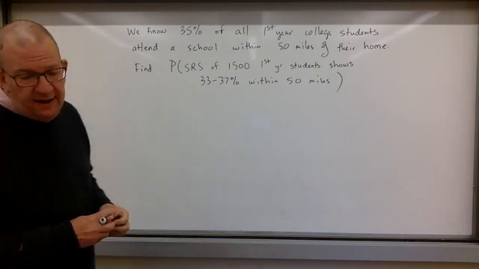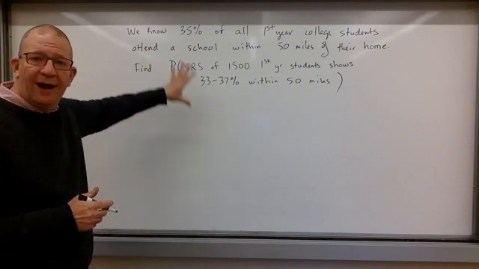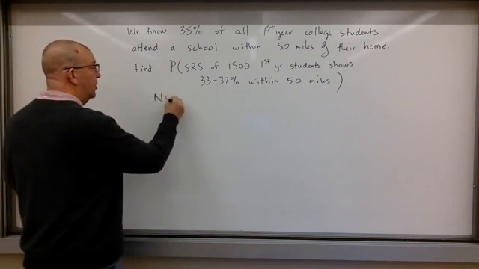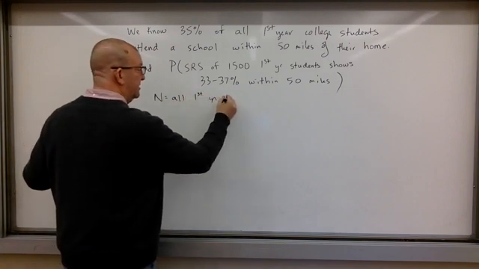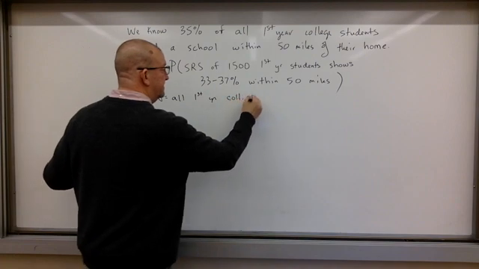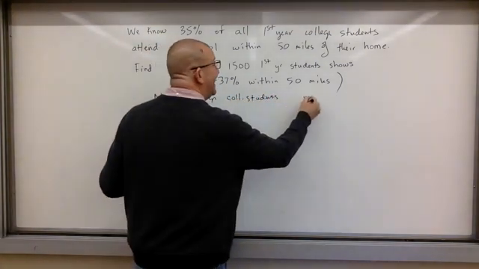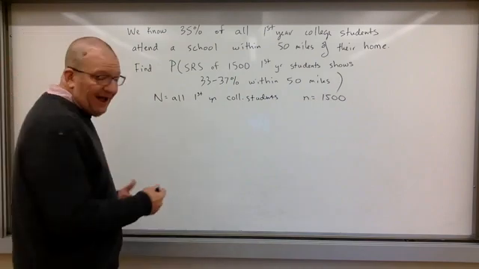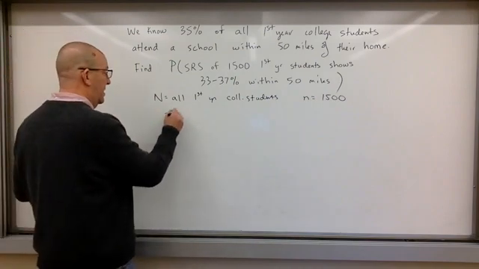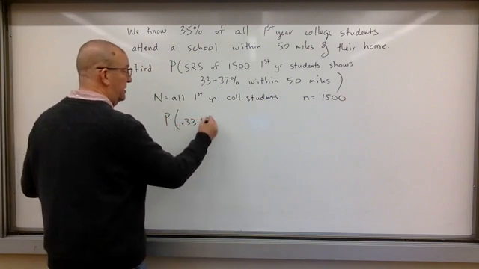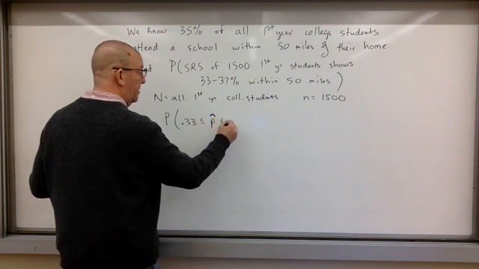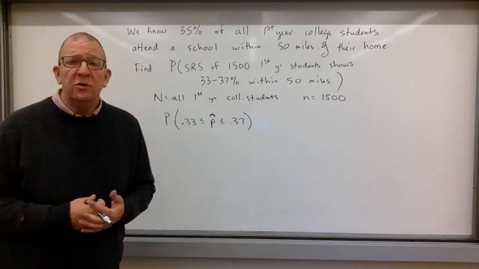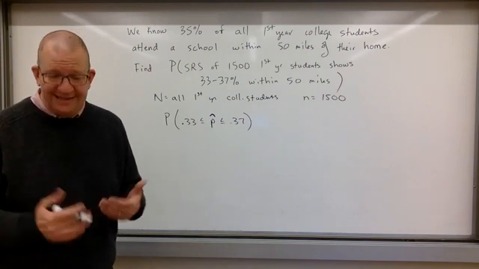Okay, so first, let's summarize what we have here. We know that N, big N, is all first year college students. And we know that little n is 1,500. We want to find the probability that p hat is between 0.33 and 0.37. Okay? So before we can do that, let's do a little work. Okay, and let's test our conditions.